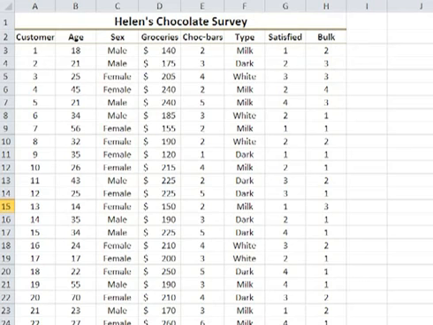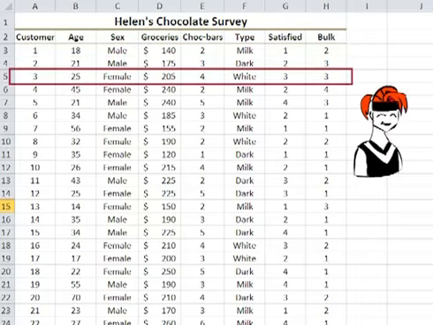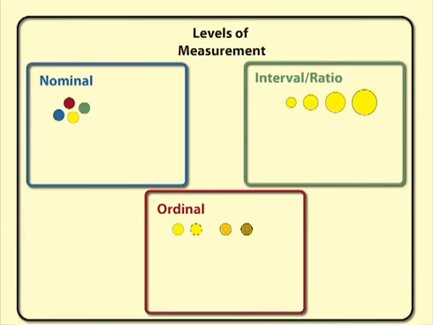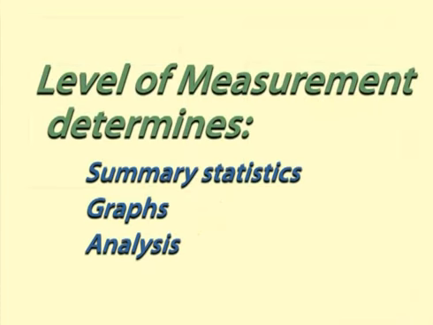When we store this data in a spreadsheet or a database, each row corresponds to a single observation and each column is a variable. Level of measurement. The level of measurement used for a variable determines which summary statistics, graphs, and analysis are possible and sensible.